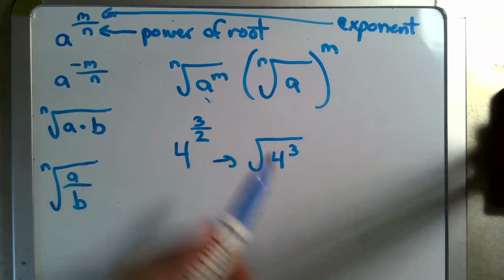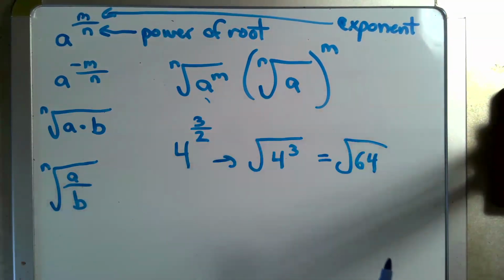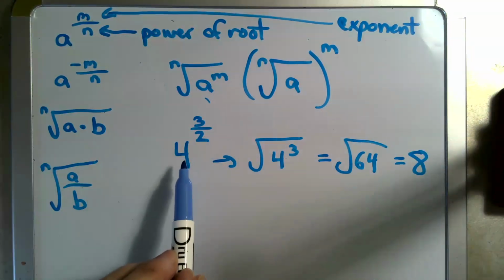Okay, 4 to the 3rd, that's 64, and the square root of 64 is 8. We know it's positive 8 because we started with a positive number here.